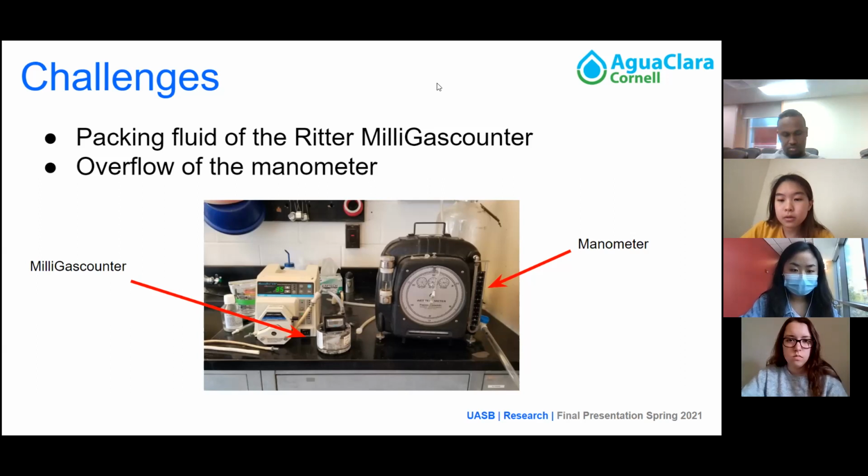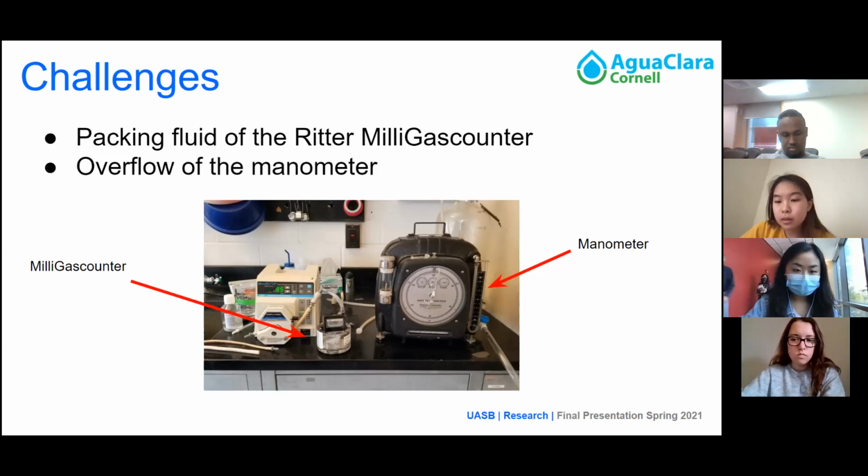Another problem we encountered was the overflow of the manometer on the wet test meter, which means there is a high pressure buildup within the wet test meter. During this time, the hands on the meter were not counting. We fixed this by lowering the flow rate.